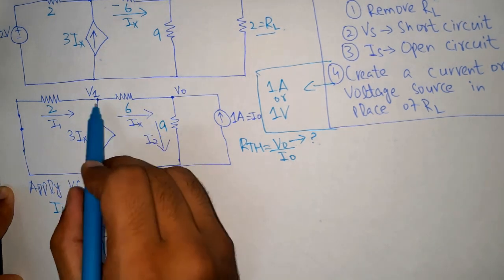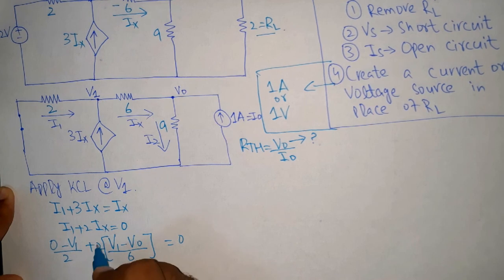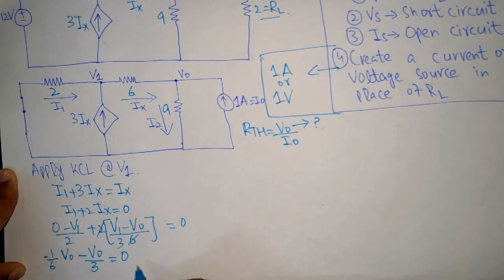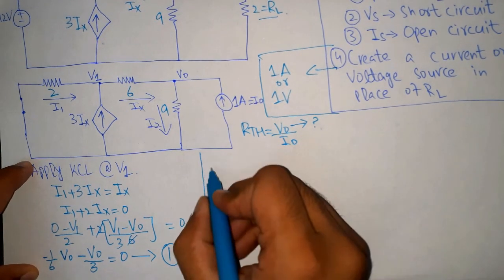And Ix will be equal to V1 minus V0 divided by 6. So I will simplify my equation. It becomes minus 1 by 6 V1 minus V0 by 3 is equal to 0, which is our equation number 1. Similarly, we will apply KCL at V0.